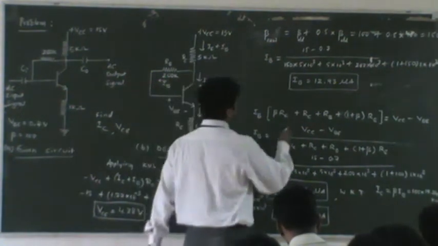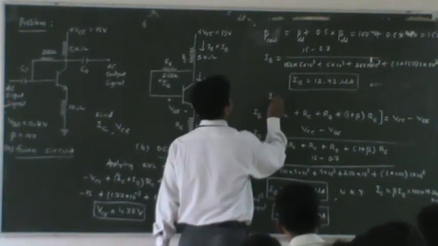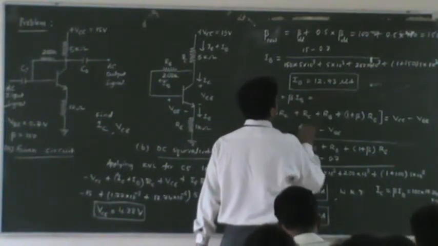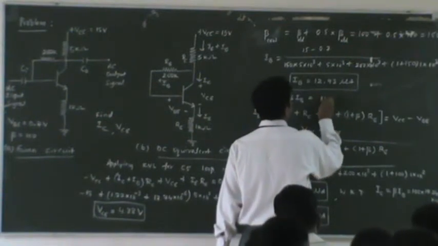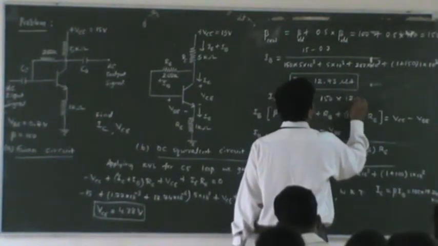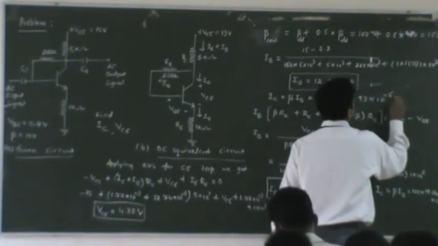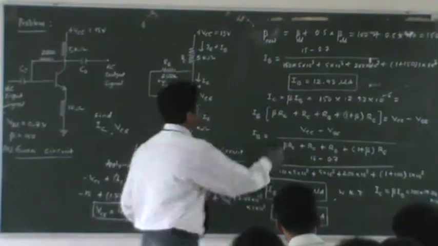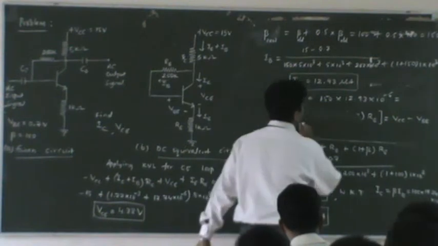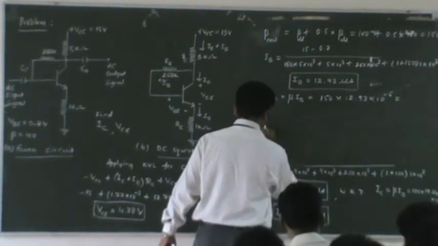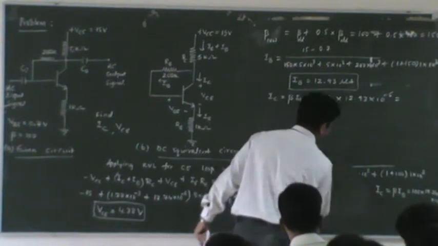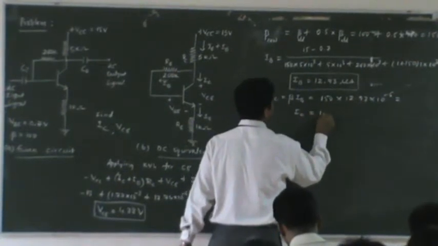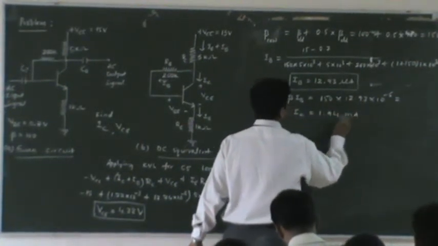Let's find out the value of collector current using the same IC equals beta IB. Obviously, this will increase. Now the beta value is 150 into IB, which is 12.93 into 10 power minus 6. From this, find out the value of IC. IC is 1.94 milliampere.